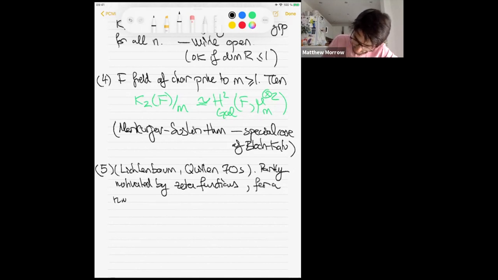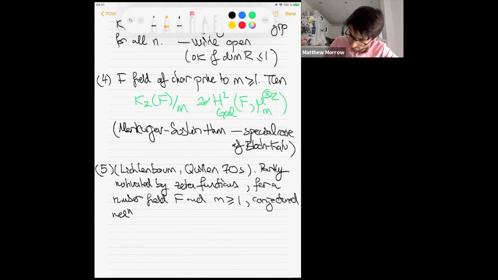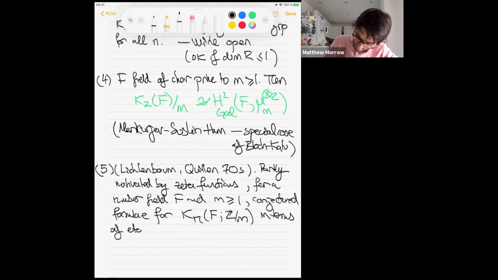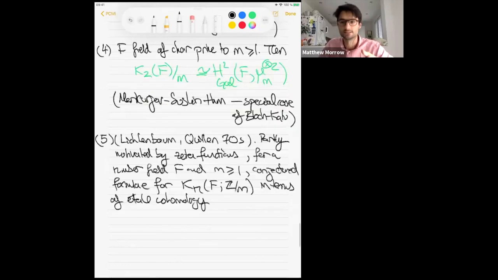So for a number field F, and any M bigger than or equal to one, they conjectured a relation, a formula, for the K groups of F with mod M coefficients in terms of étale cohomology. We're going to see the precise formula a little bit later, so let me not bother writing it down. In fact, here I've cheated a little bit and reverse engineered the result, because the original conjectures are usually stated for the ring of integers, or even the ring of S-integers with respect to some fixed set of primes S. But then you can pass to the limit over S and get results for the number field itself, which will be easier to state in the way I'm going to present things.